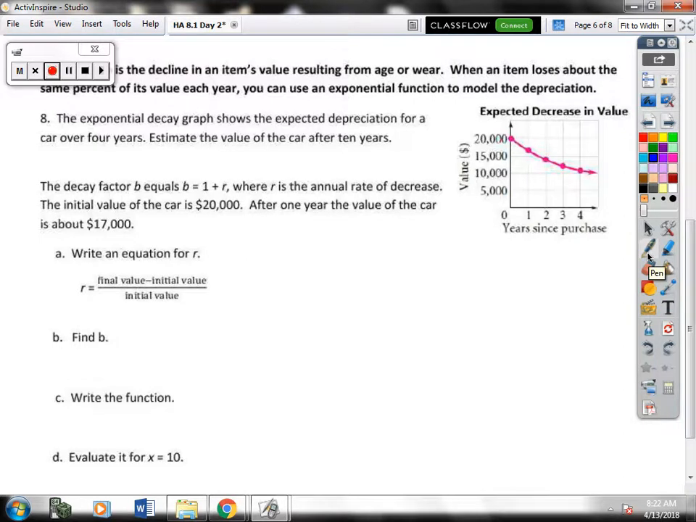So an exponential decay graph shows the expected depreciation of a car over 4 years. So you can see that it's going down. Estimate the value of the car after 10 years. Now, the decay factor, which is the same as the growth factor, is B equals 1 plus R. But R is going to be a negative number because it's a rate of decrease. So anytime you see a rate of decrease, you'll have to insert a negative in front of it. So if it says it's a 10% decrease, that's negative 0.1.